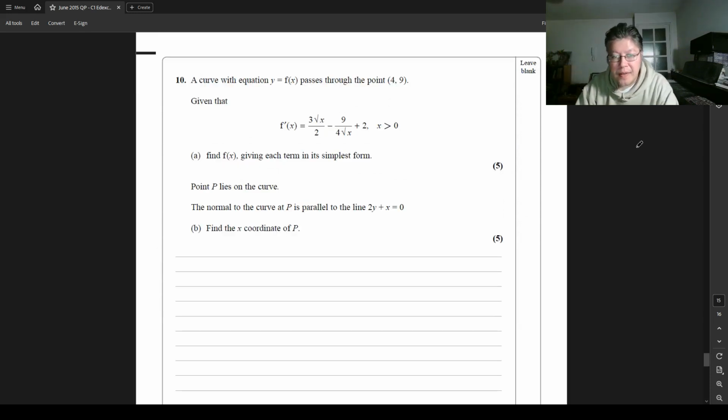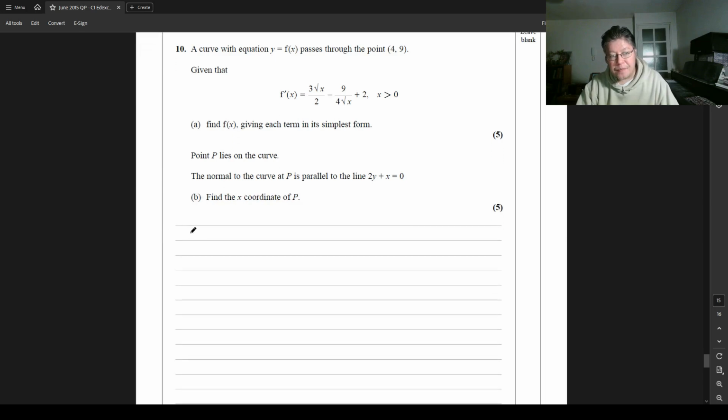Okay, question number 10. We need to work out the function f of x given its derivative and a point it passes through. So this will be integration. Let's begin with part A. The first thing we need to do before we integrate this is to prepare it. We'll get rid of the surds and put it in index notation.